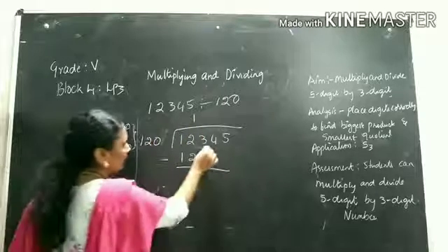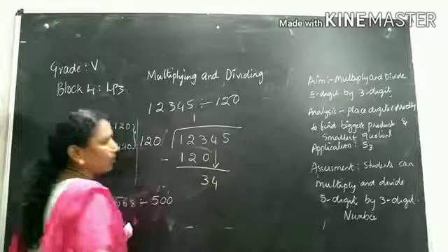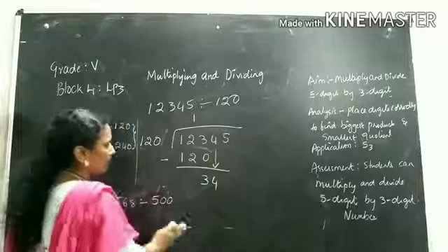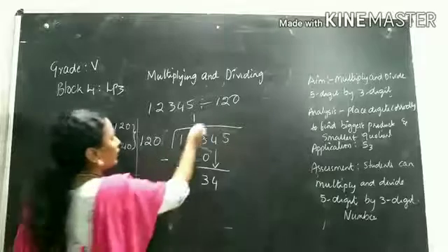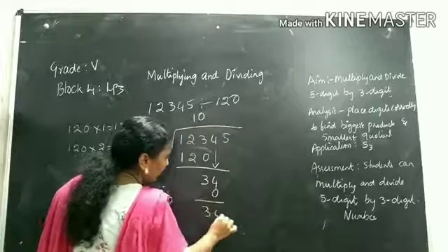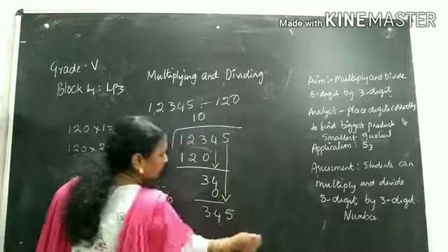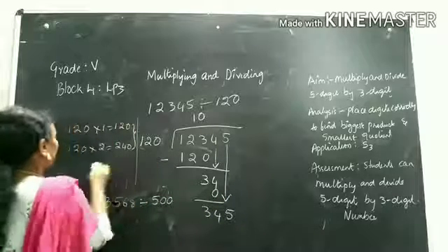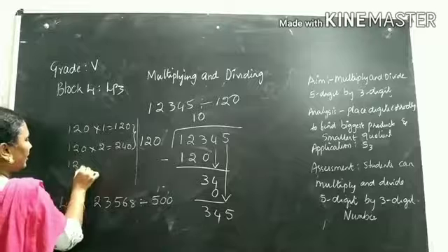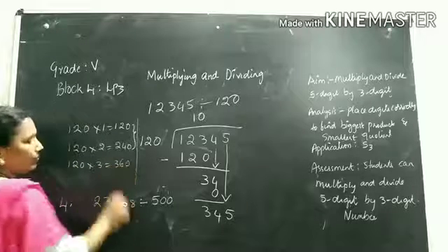Now subtract 3 and take down the number 4. This is a 2-digit number and this is a 3-digit. Now I can subtract: 120 zeros are 0, 34. Now take the number 5. Okay. Now take next number: 120 3s are 12 3s are 36 and 0.